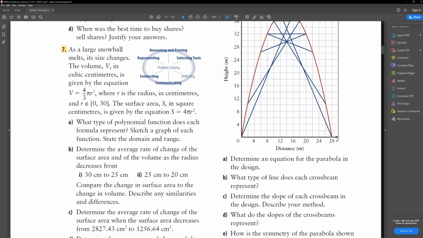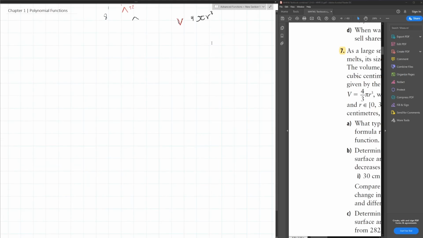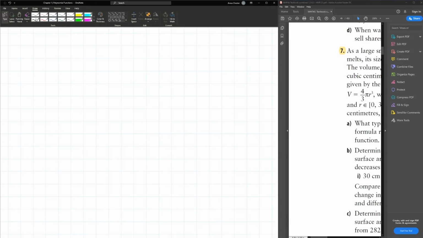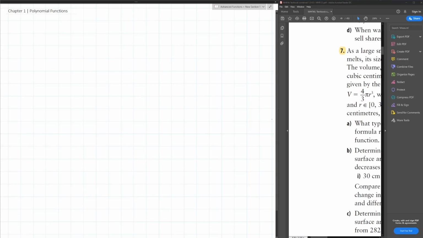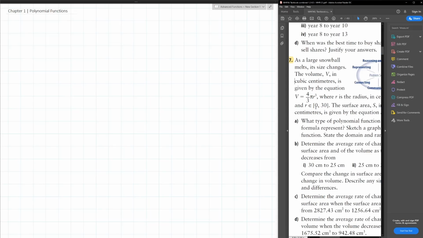Now, part B. Determine the average rate of change of the surface area and the volume as the radius decreases from 30 centimeters to 25 centimeters and as it decreases from 25 centimeters to 20 centimeters. Okay, so for the volume, we could just make 2 different graphs or 2 different sections for volume and surface area, but you'll be doing the exact same thing on both of them, so I don't really know why they have to make this question super long. Let's just zoom out a little bit.